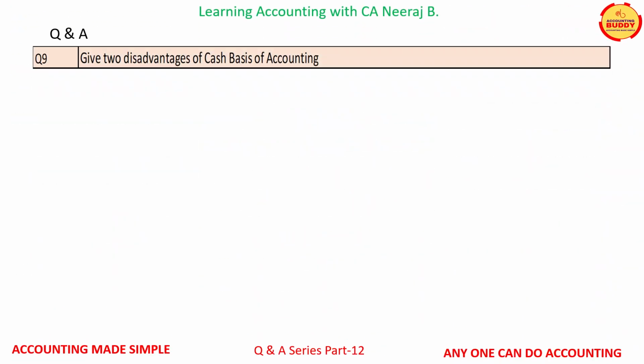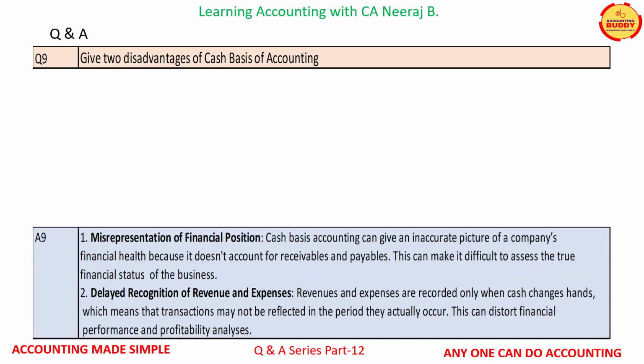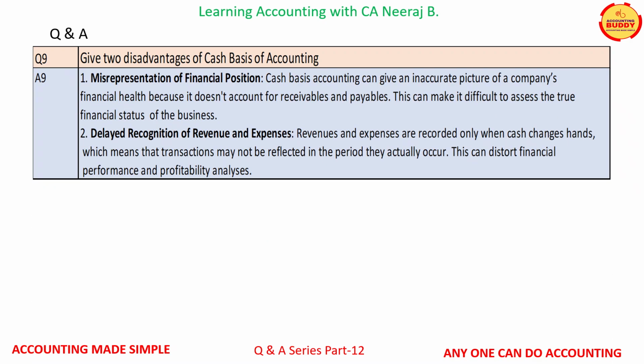Question number 9 on your screens is, give two disadvantages of cash basis of accounting. Number 1, misrepresentation of financial position. Cash basis of accounting can give an inaccurate picture of the company's financial health because it does not account for receivables and payables. This can make it difficult to assess the true financial status of the business.